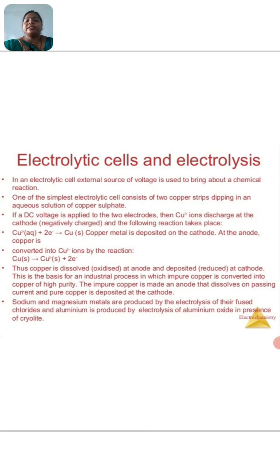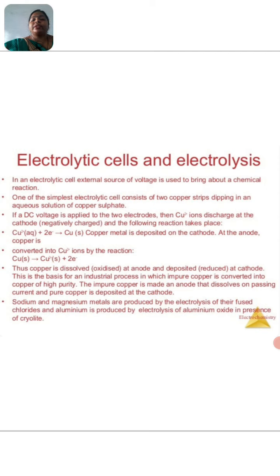Electrolytic cell and the electrolytes. In an electrolytic cell, an external source of voltage is used to bring about a chemical reaction. One of the simplest electrolytic cells consists of two copper strips dipped in an aqueous solution of copper sulfate. If a DC voltage is applied to the two electrodes, then the copper ions discharge at the cathode by the following reaction: Cu2+ plus 2 electrons gives copper metal, which is deposited on the cathode. At the anode, copper is converted into copper ions by the reaction Cu gives Cu2+ plus 2 electrons. This copper is dissolved at the anode and deposited at the cathode.